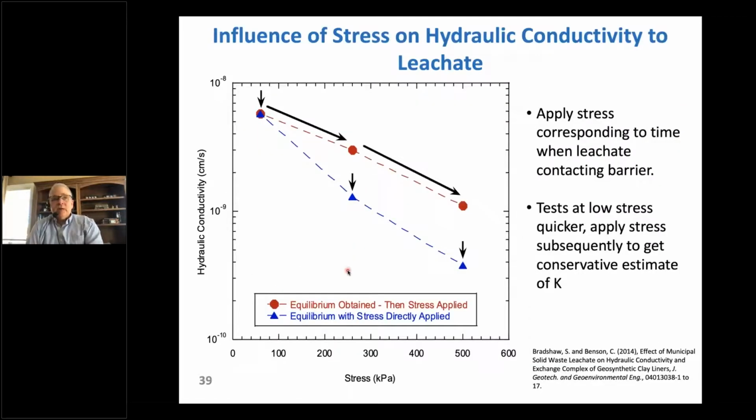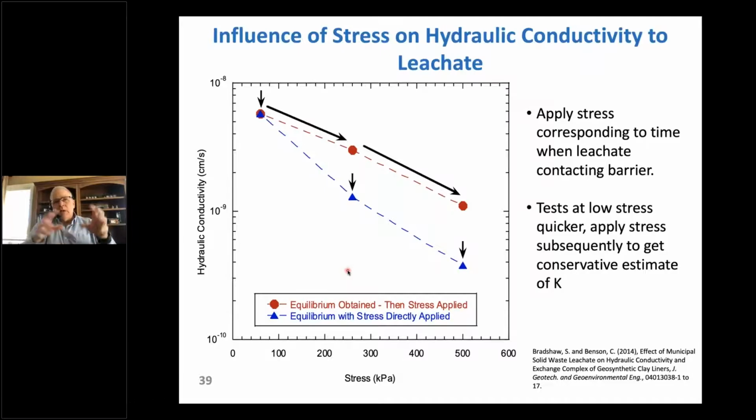What about stress? Now I decided I'm going to use a synthetic leachate. I got the cell set up. I'm going to permeate it with the synthetic. And I know I've got to evaluate my GCL at different stress ranges, because there's an interest in what the hydraulic conductivity is going to be early on when we begin filling, when we first generate leachate, but also how it's going to behave over time.